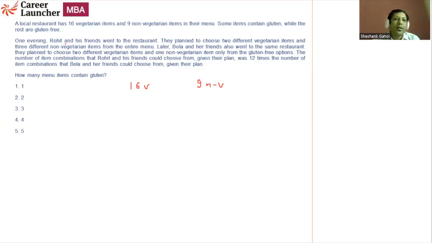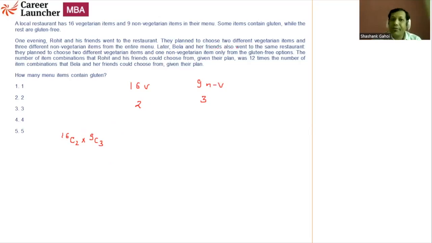On one evening, Rohit and his friends went to the restaurant. They planned to choose 2 different vegetarian items and 3 different non-vegetarian items from the total menu. So they opted for 2 vegetarian and 3 non-vegetarian. So basically, what is the total selection we are going to have? That is 16C2 into 9C3.